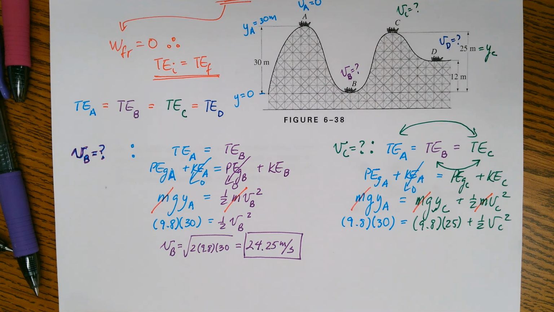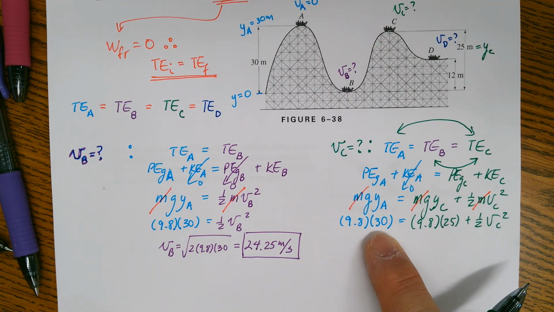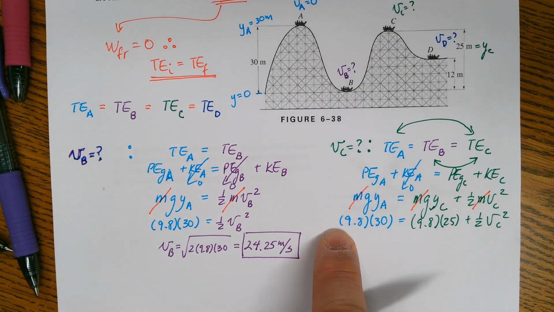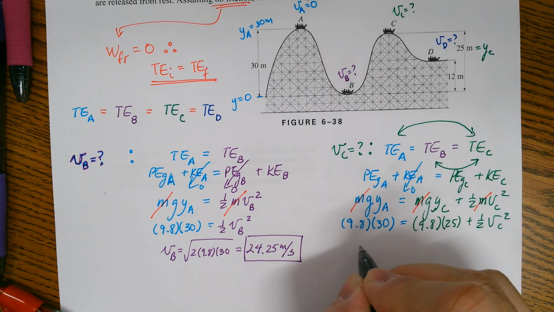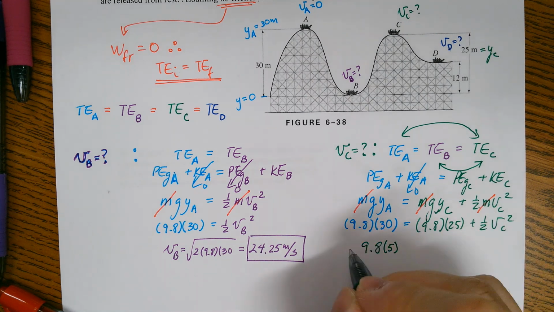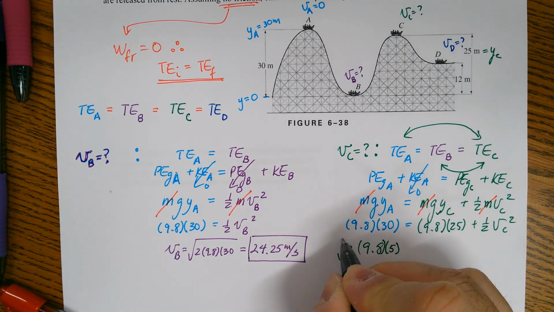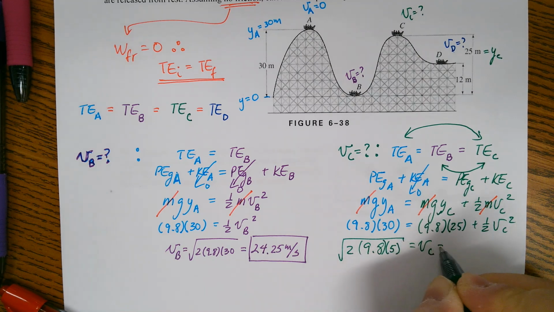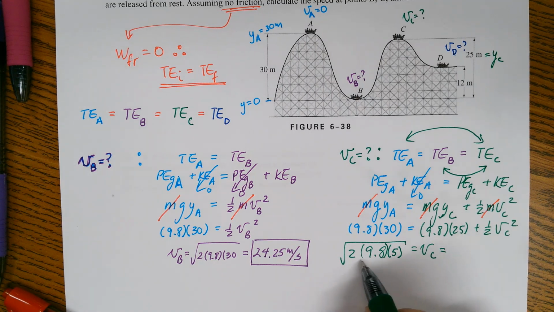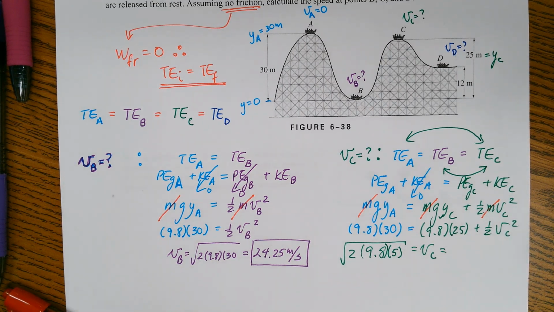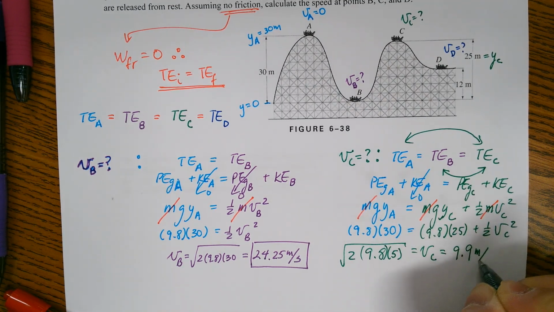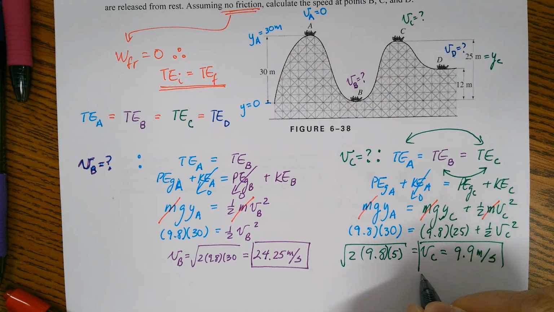All right. So if I bring this to the other side, I could factor out the 9.8. It'd be 30 minus 25, so it's 9.8 times 5, times 2, square rooted, is my vC. So if you work that out, 10 times 9.8, so square root of 98, that comes out to 9.9 meters per second at vC.